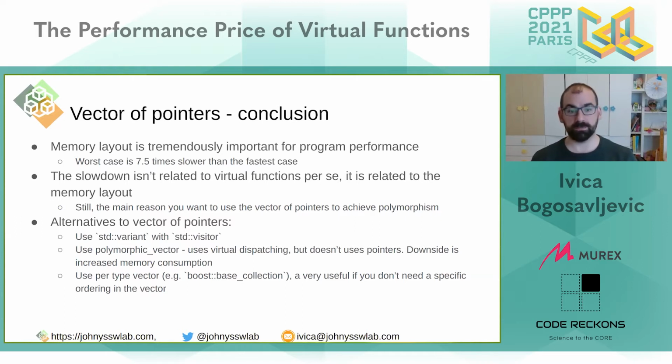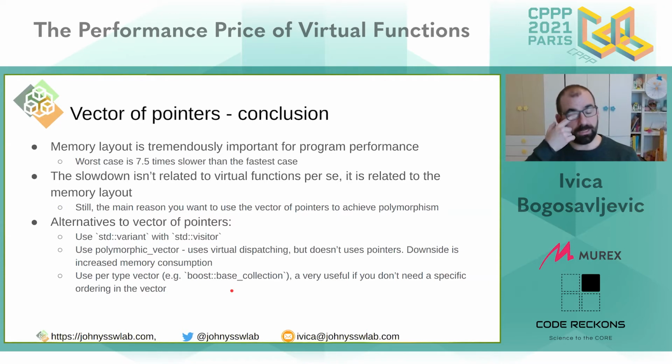So are there any alternatives to a vector of pointers if you want to have similar behavior? Use std::variant with std::visit. std::variant was introduced in C++17, and you can use it. Instead of having pointers, it keeps all the elements in the vector itself. It doesn't allocate memory externally. I also wrote a container called polymorphic vector, which uses virtual dispatching, but doesn't use pointers. The downside is that it has increased memory consumption.